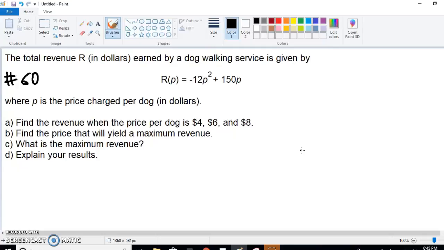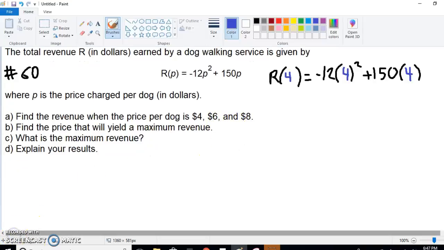So let's take a look at the first part, part A, that tells us to find the revenue when the price per dog is either $4, $6, or $8. Because we're told that P represents the price charged per dog, we're basically going to just replace P with each one of these values. Okay, so here is plugging 4 in for the price.